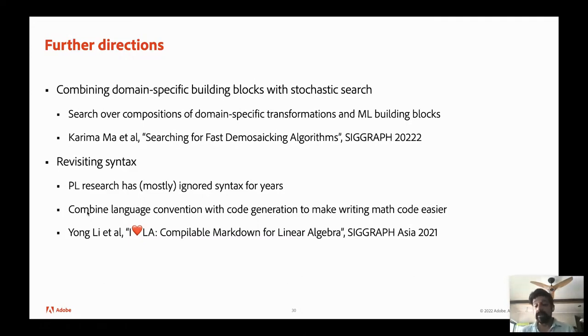So that was in SIGGRAPH Asia in 2021. I really encourage you to take a look and kick the tires. We have a demo page online that lets you try to write some code and see what the output looks like.